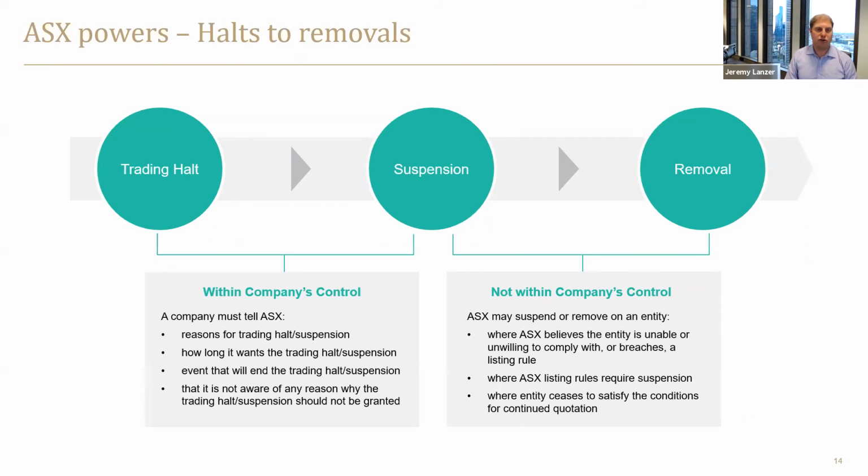And obviously at the most extreme end of this slide is removal. So obviously ASX can choose to remove you from the official list if they're not satisfied that you can continue to keep the market appropriately informed, and therefore it's not in the interests of the market from an efficiency perspective for you to remain a listed entity.